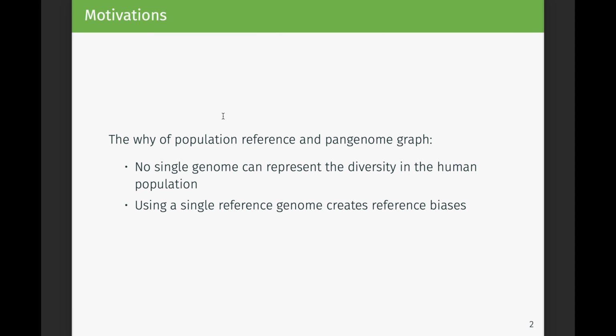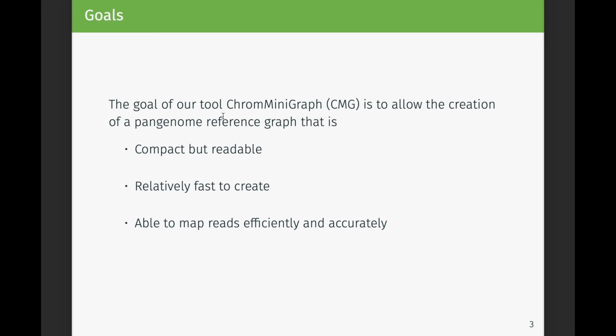So to start, let's talk about the motivations of ChromMiniGraph. No single genome can represent the diversity in the human population, and using a single reference genome creates reference biases. So the goal of ChromMiniGraph is to allow the creation of a pangenome graph that is compact but readable, relatively fast to create, and able to map reads efficiently and accurately.